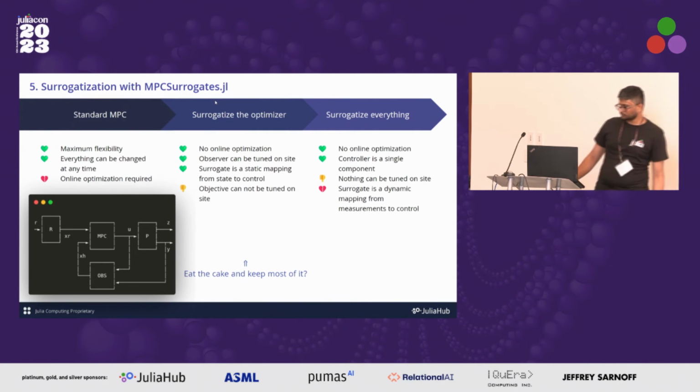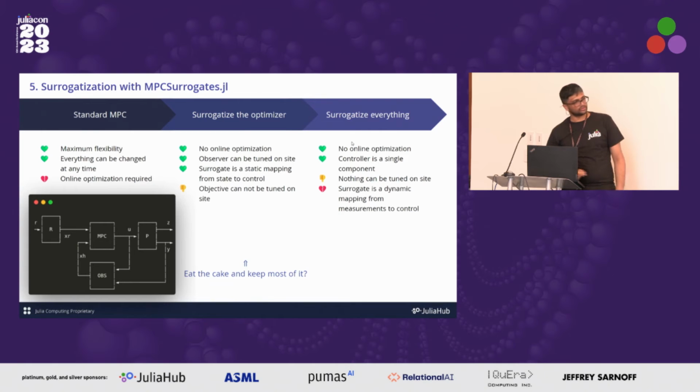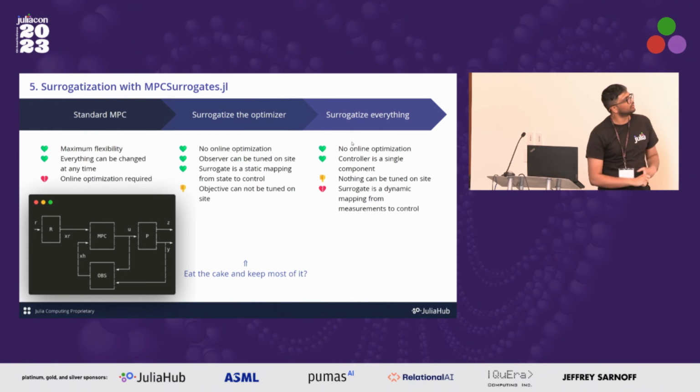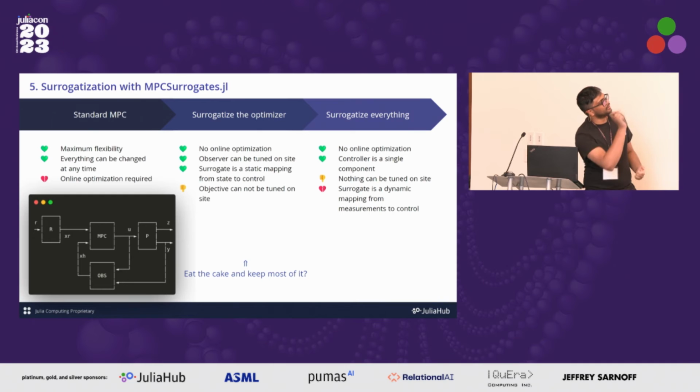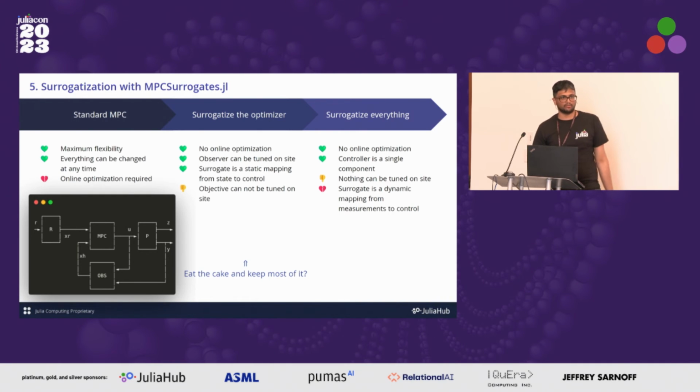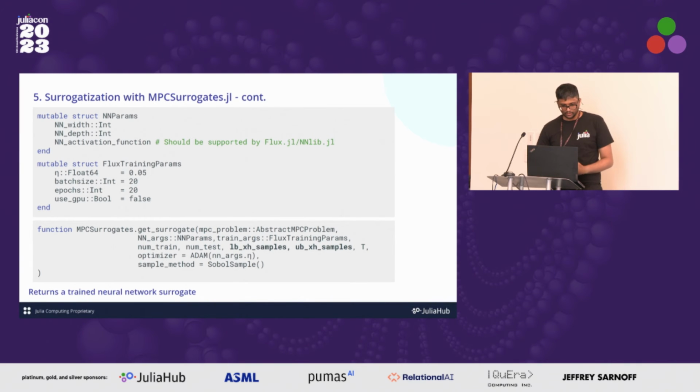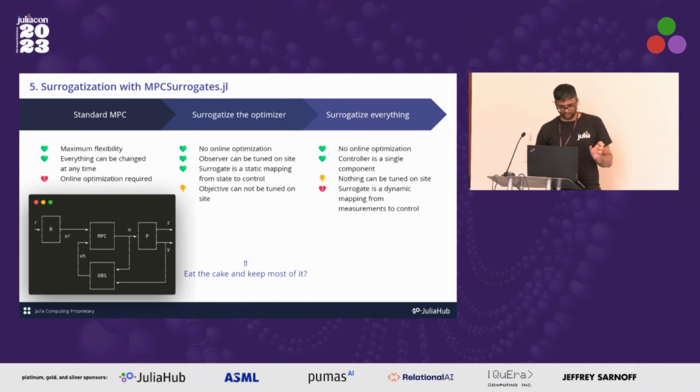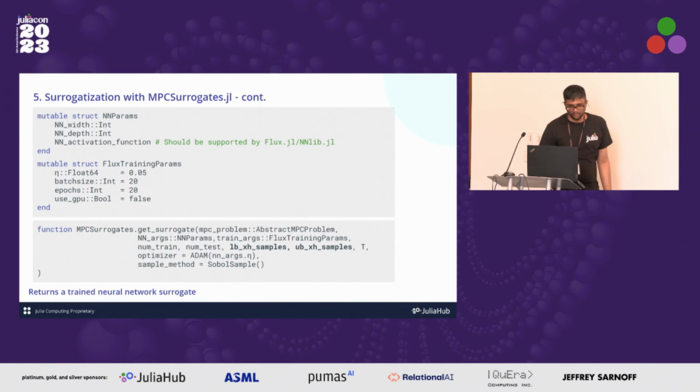And alternatively, one may want to just surrogatize everything, which is both the optimizer and the state estimator. And there are some advantages and disadvantages of this. In that case, it will be a dynamic surrogate. So I'm looking at the middle case as what I think would be most useful.